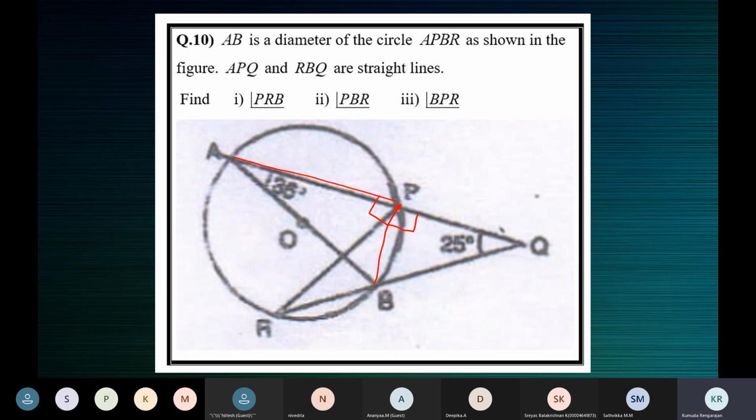Now the triangle is triangle PBQ. In triangle PBQ, the side QB has been extended, has been produced. So exterior angle PBR is formed. This exterior angle will be equal to the sum of the two interior opposite angles. This one plus this one, which makes it 115 degrees.